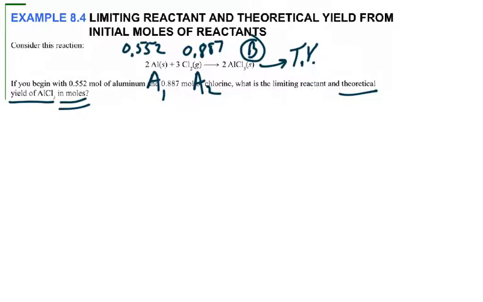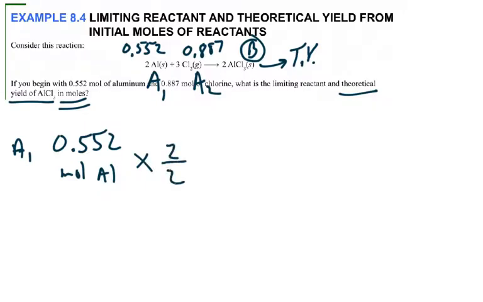Because these are mole to mole, this makes it a little easier. First, we're going to compare aluminum to aluminum chloride. In other words, A1 to B. So we're going to use A1, which is aluminum. And according to when we do mole to mole problems, you get the moles of the given, in this case A1 or aluminum. Then you multiply by the mole ratio, which B over A1 is 2 over 2. Now, when you do the math, the number doesn't change. So we stay with 0.552 moles, but it's now moles of B.